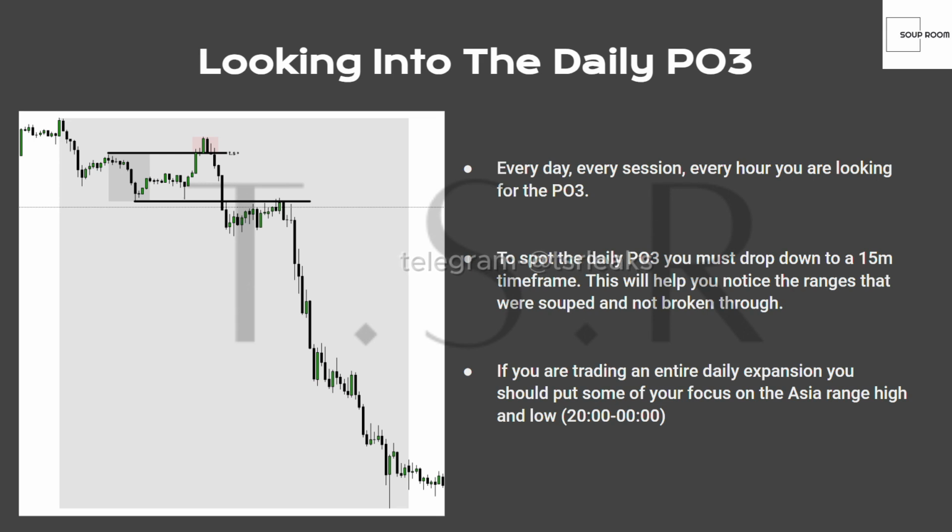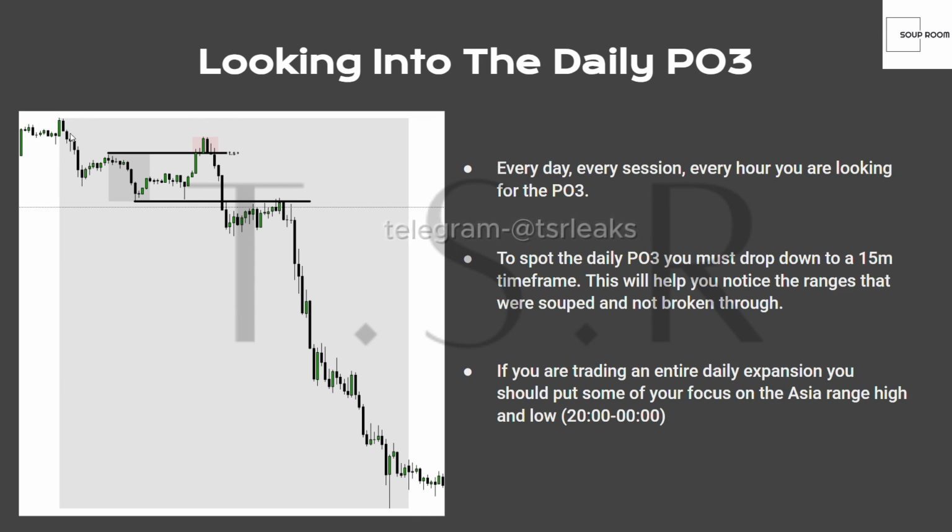If you are trading an entire daily expansion, you should put the focus, well, at least some of your focus on the Asia range high and low. This forms between 20 o'clock, 8 p.m., until midnight. This little shaded region is the Asia session, high and low. This entire shaded block represents the daily candle. We have the open and we have the close. Opening of the daily candle right here, and the close of the daily candle right here.